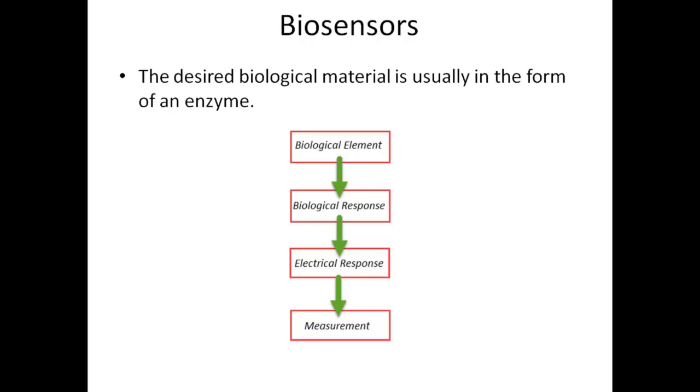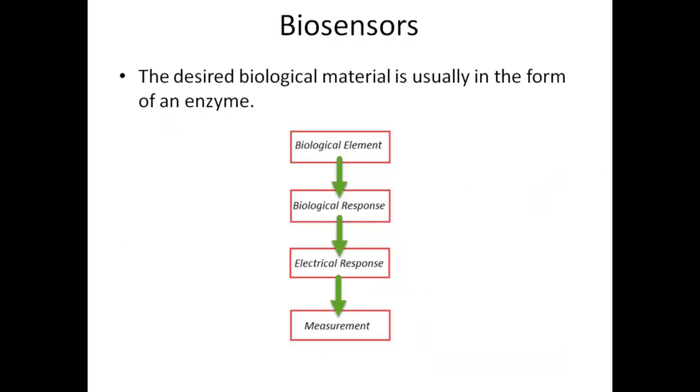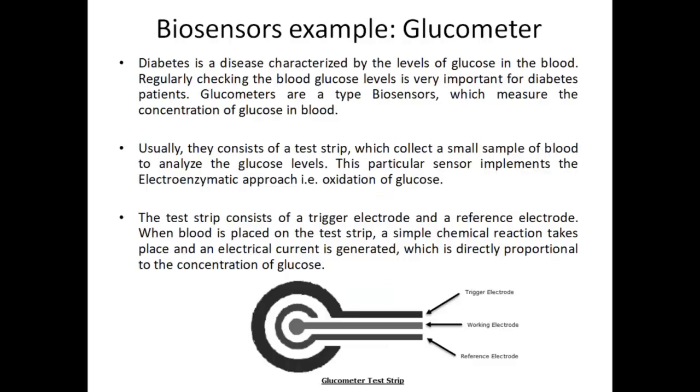These are produced in the body in response to some biological action. Then it is sensed with the help of a biologically sensitive element, and then there is a transducer attached to it which converts it into a corresponding electrical signal. So you can say that there is a biological element. From that element there comes a biological response. From that biological response there comes an electrical response, and that electrical response is actually measured, and it is then displayed in a suitable form.